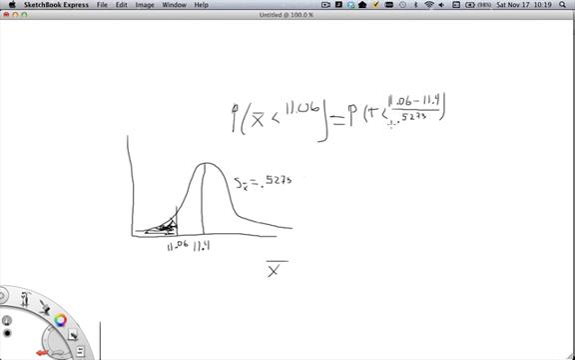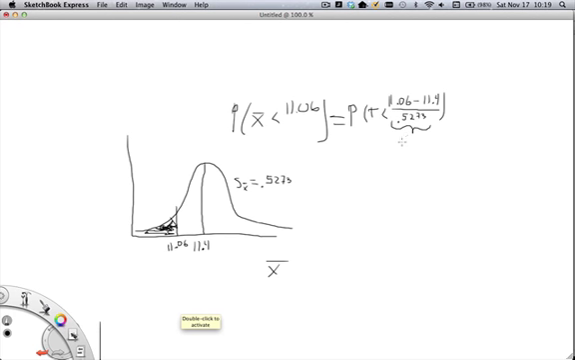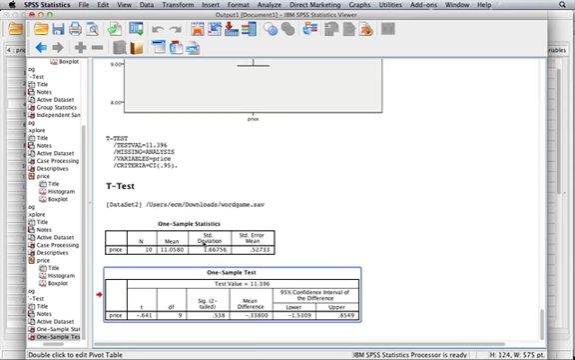Now, this ratio is so important that SPSS and just about every stats package on Earth reports it. So that's called a t statistic, and it's minus 0.641, indicating that 11.06 is about 0.6 of a standard deviation to the left of the mean of that distribution. So that's what that value tells us.